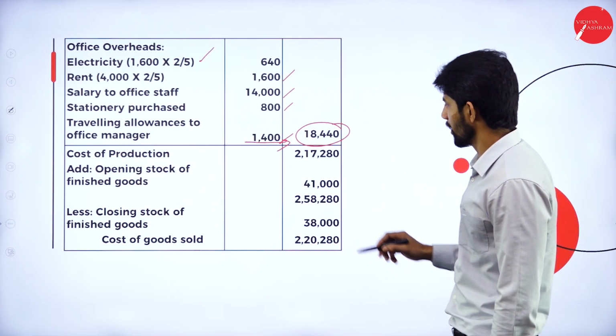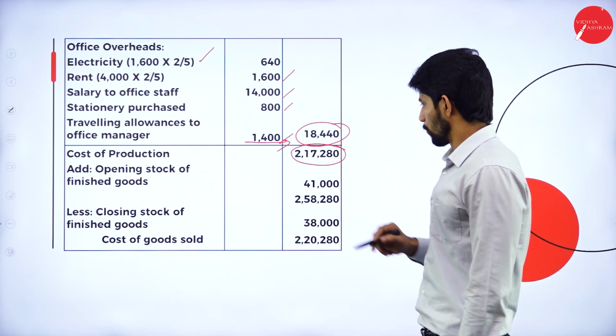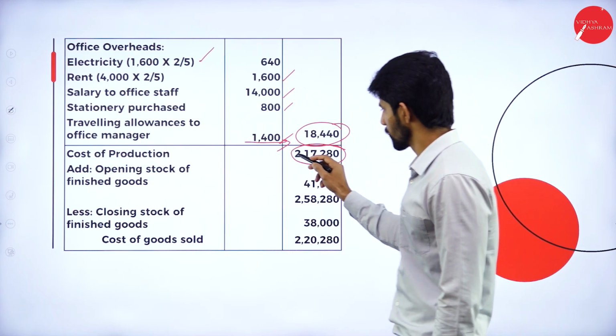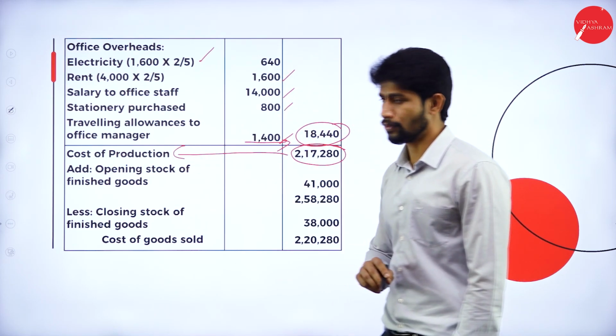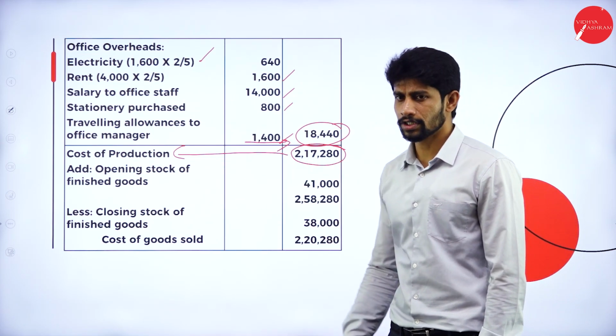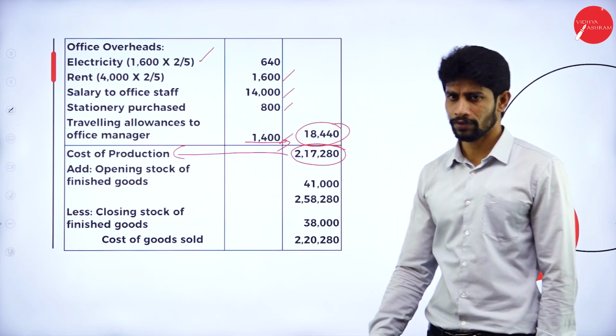So add 18,440 with 1,98,840. How much you will get? You will get rupees 2,17,280. So this value is called what? Cost of production. So for cost of production, add opening stock of finished goods less closing stock of finished goods.